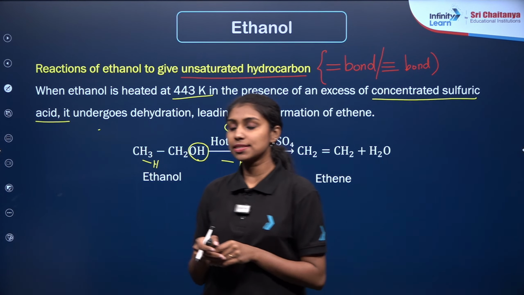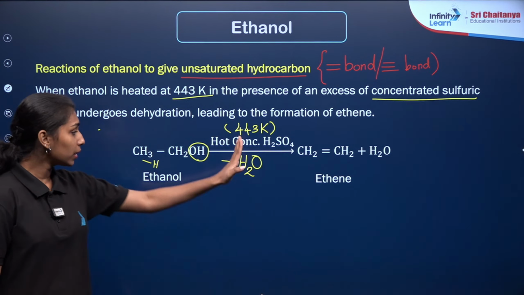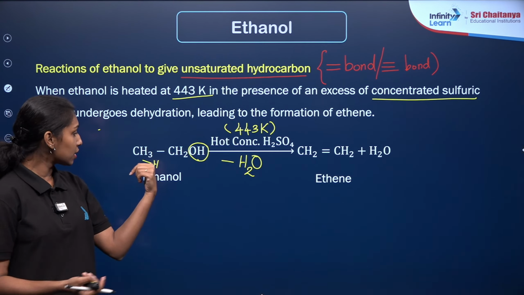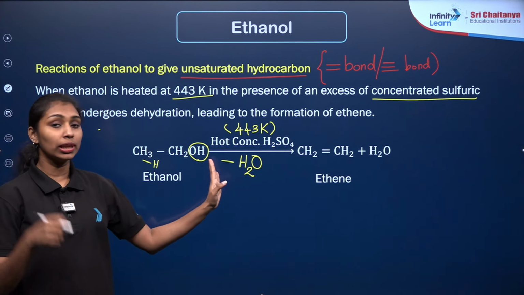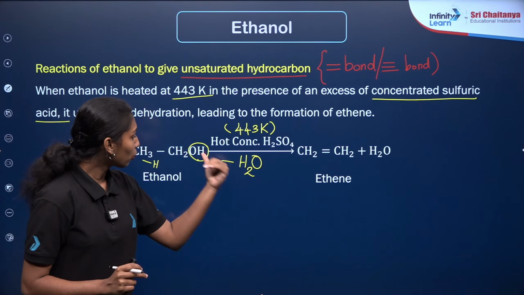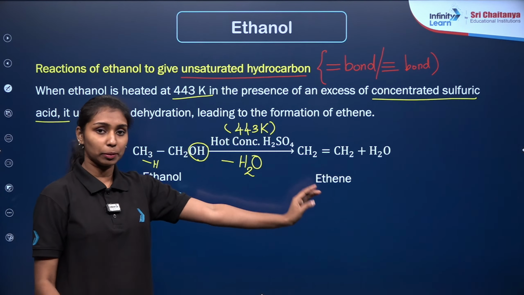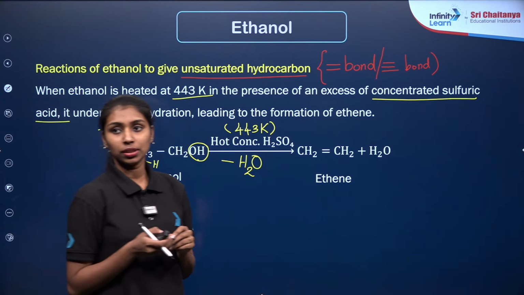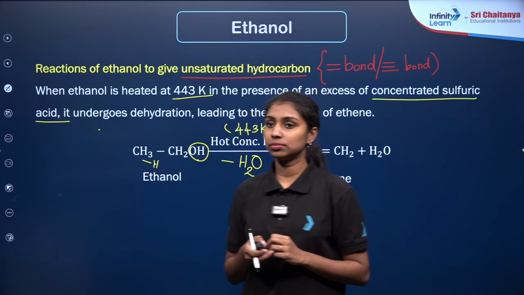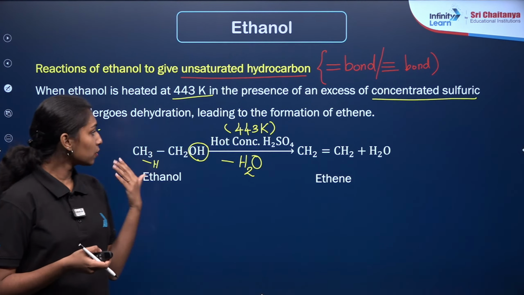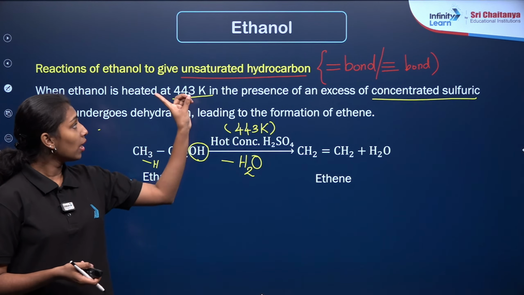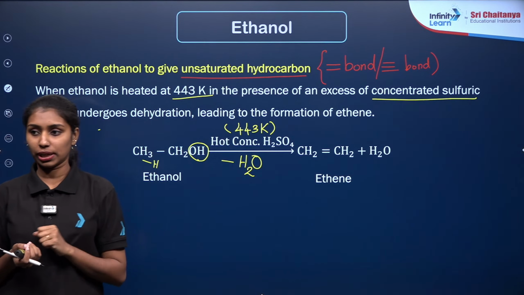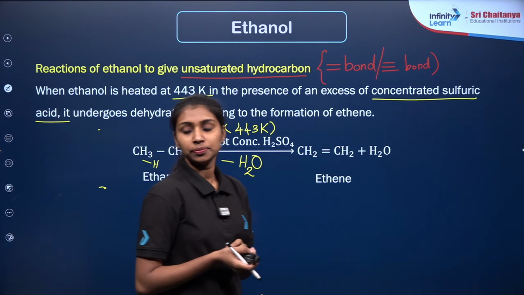Yes, the loss of water is known as dehydration. So in this particular reaction, the OH and hydrogen from this part combine to form a water molecule. They remove the water molecule from the compound to form an unsaturated hydrocarbon, most probably the ethene molecule. Clear? This is a specific reaction for ethanol at the temperature of 443 Kelvin and in the presence of excess concentrated sulfuric acid. Is that clear?